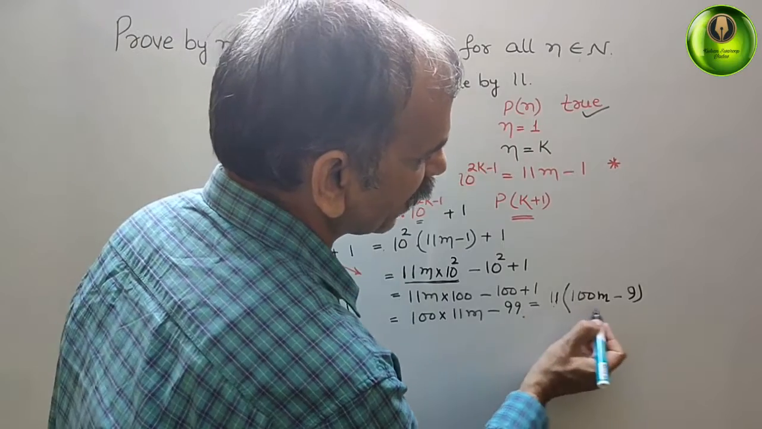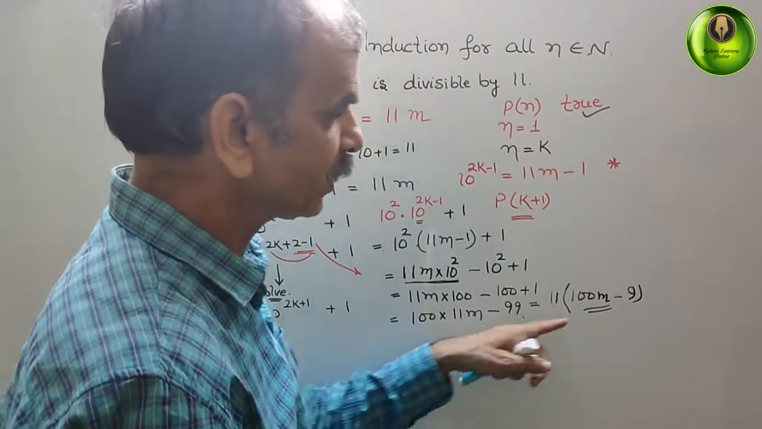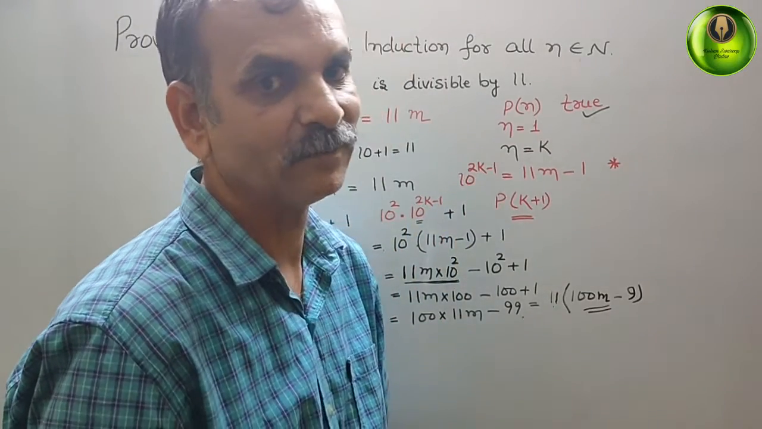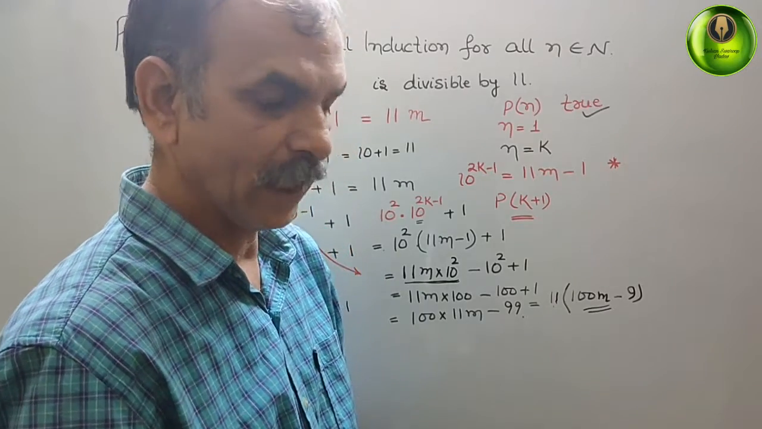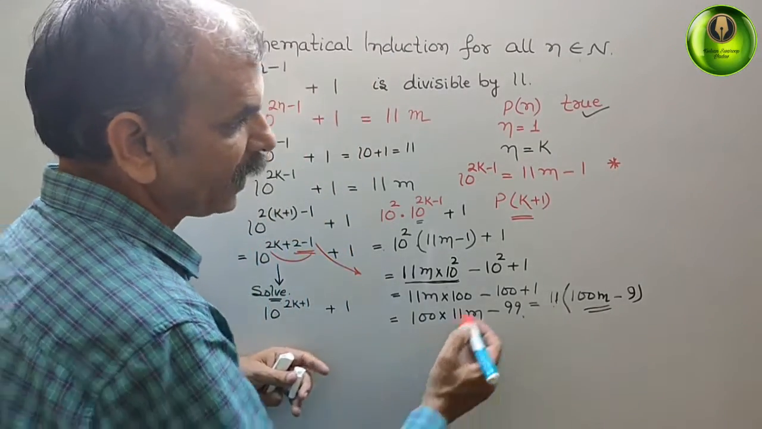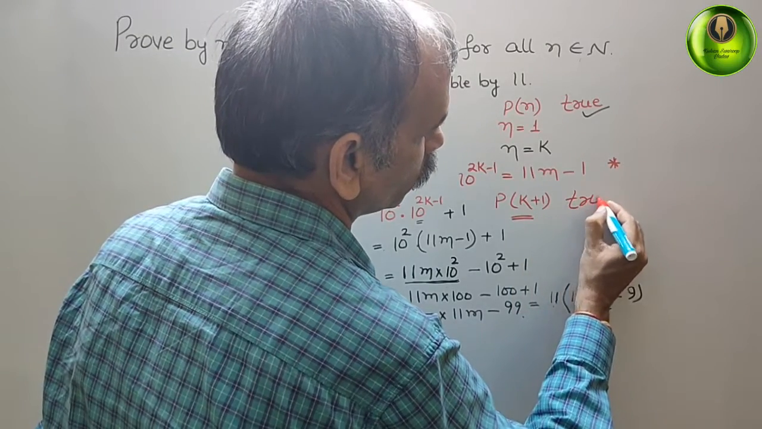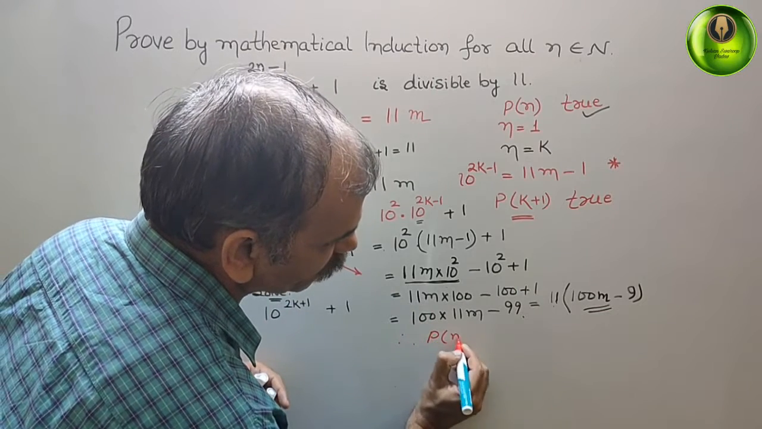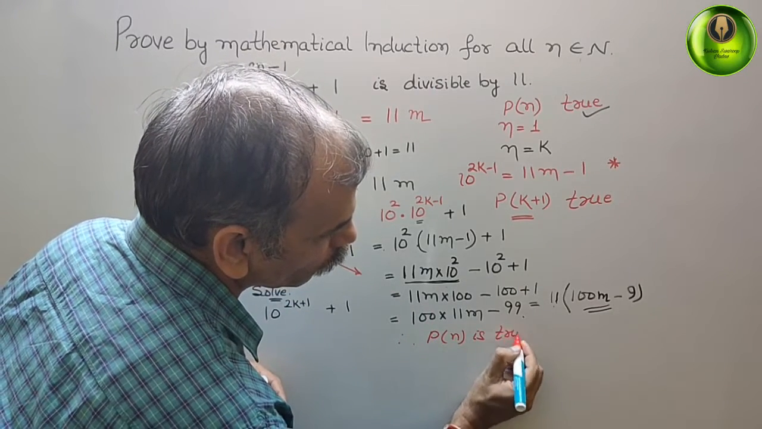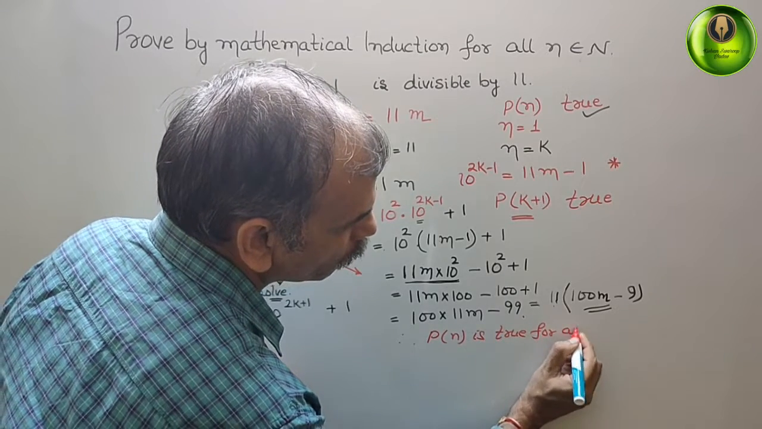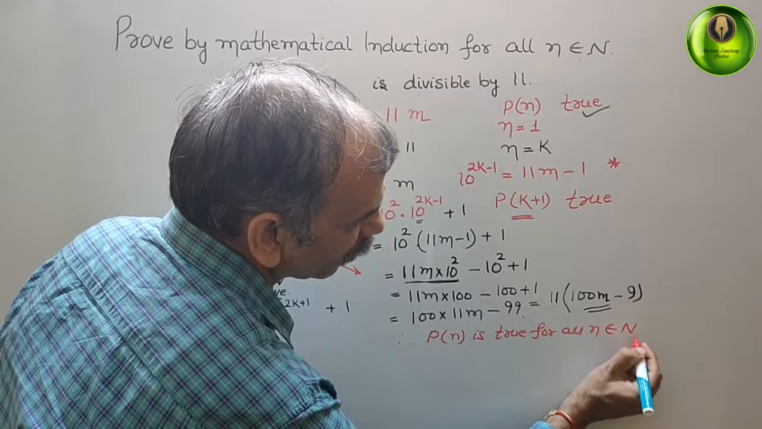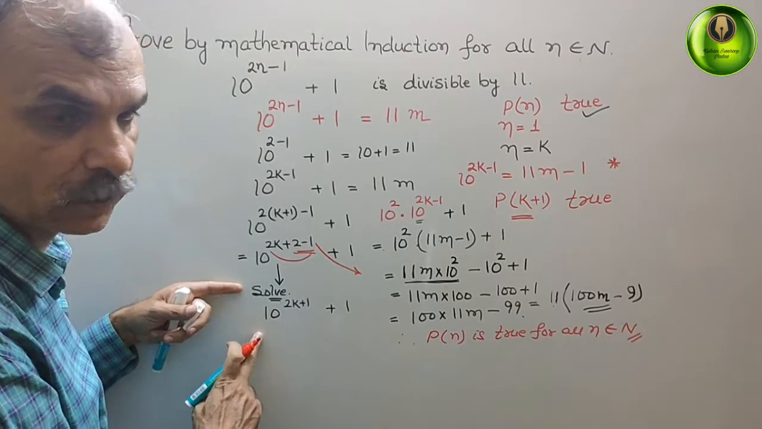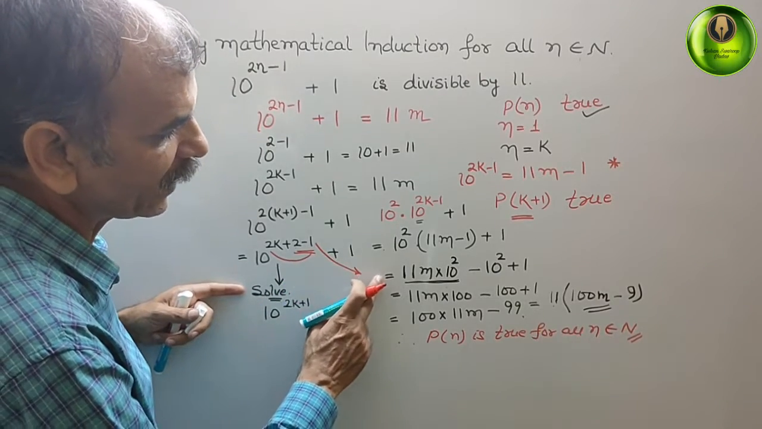Therefore, we can say this number is divisible by 11. Yes, it's a multiple of 11. Therefore, we can say that P(k+1) is also true. So here it will come as Pn is true for all n belonging to the natural numbers. Okay, so here don't solve this; go for it separately. Then only you will get this value.